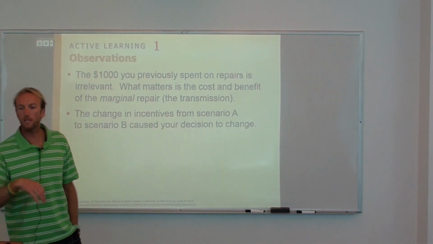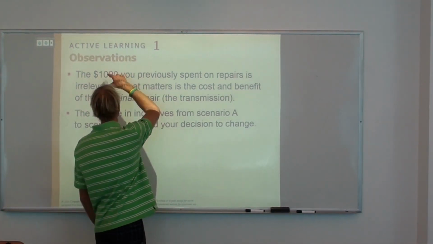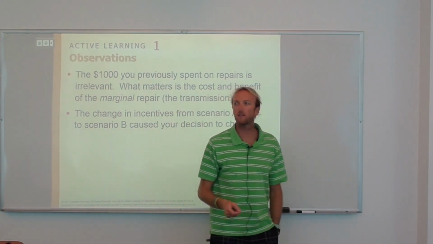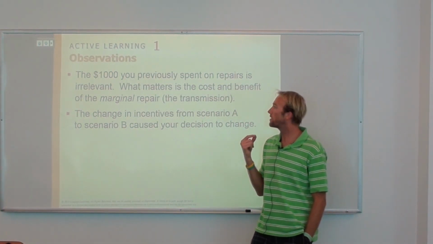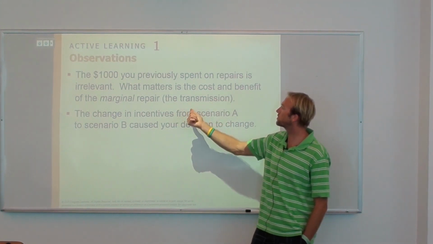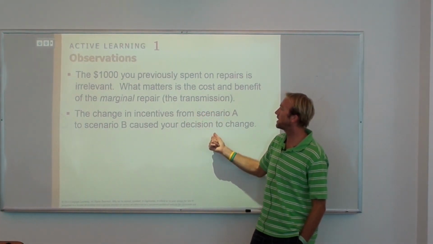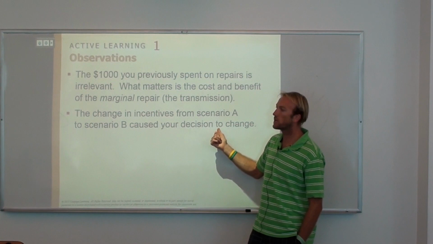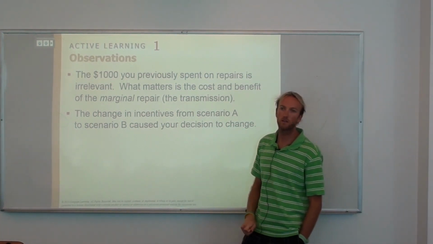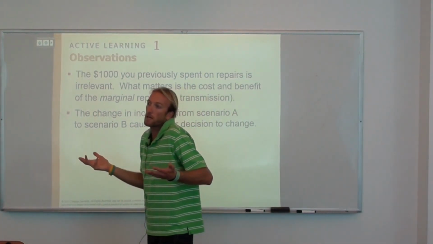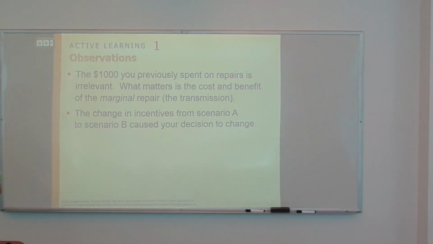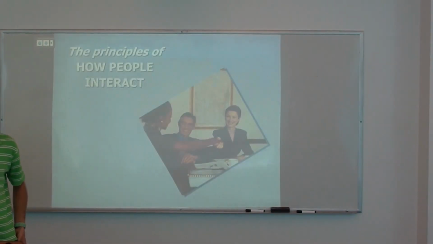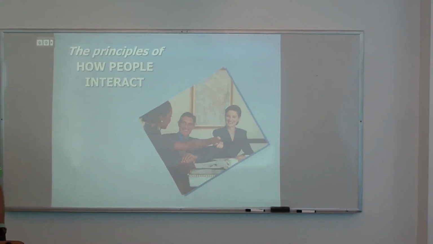So really, this is important. The $1,000 that we previously spent is called a sunk cost. It doesn't matter. It's irrelevant. The important thing is the cost of the marginal repair. And the change in the incentives is what caused us to change our mind, right? So people respond to incentives, and these rational people are acting on the marginal incentives. All right, let's move on to the next principle.